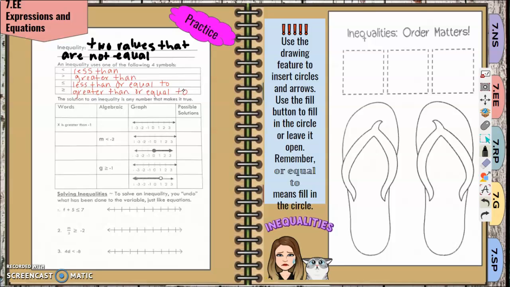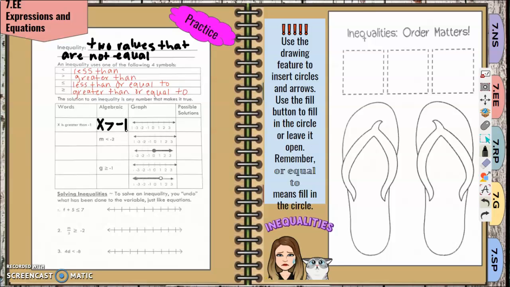So if I have the words x is greater than -1, I would write that algebraically as x > -1. With inequalities, we can graph the solution to show that there are infinitely many solutions for any given inequality, which means there's a lot of different possible solutions depending on what the inequality says.